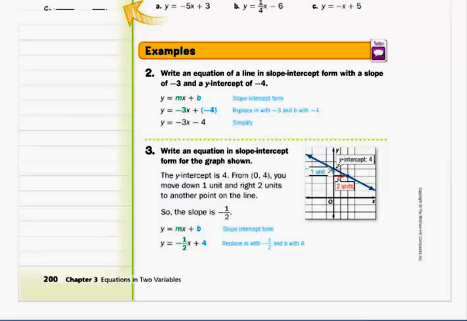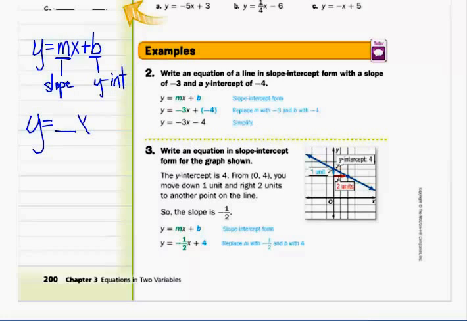Example 2, write an equation of a line in slope-intercept form. Remember, slope-intercept form looks like this, where this one is the slope and this one is the y-intercept. It wants it in this format with a slope of negative 3 and a y-intercept of negative 4. All it wants you to do is fill in the blank. So the slope is negative 3, that's my number in front of the x. And my y-intercept is negative 4, so that means it's minus 4.